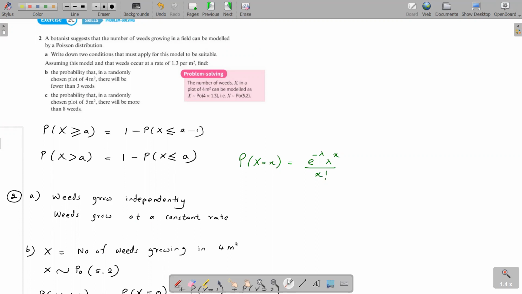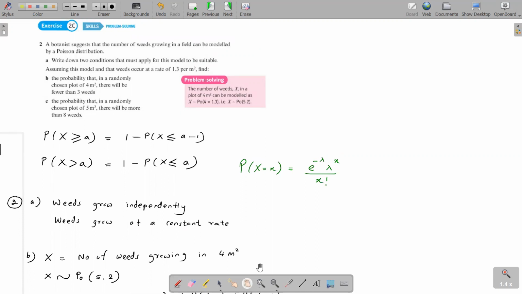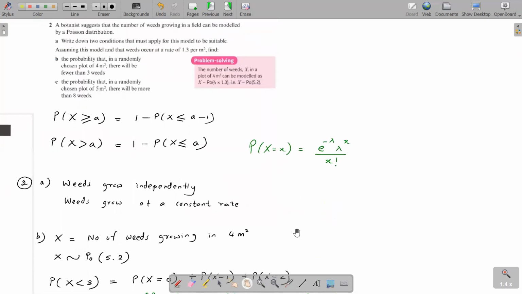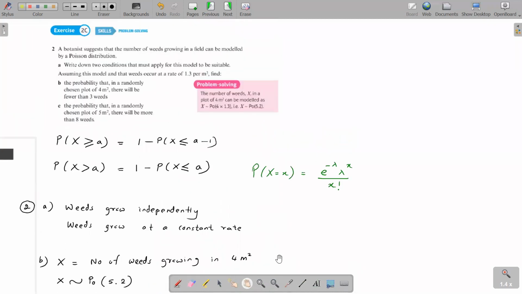I mean, basically, the bigger the area, the bigger the number of weeds. So anyway, you can try to match it with these statements. The mean number in the interval is proportional. Okay, so let's move on to part B.